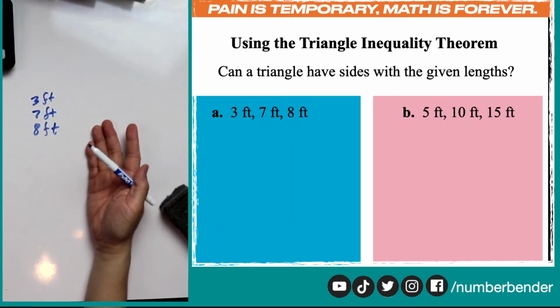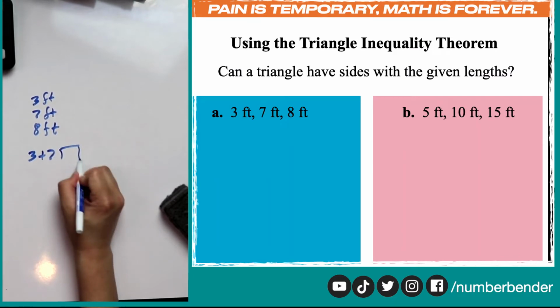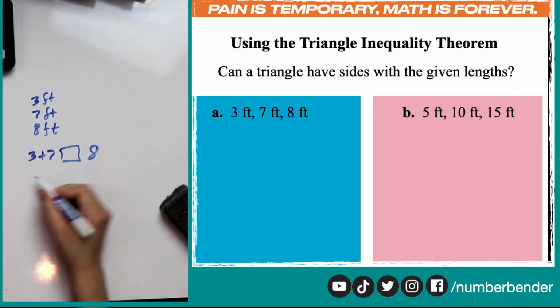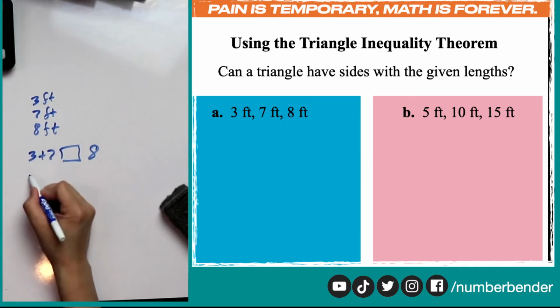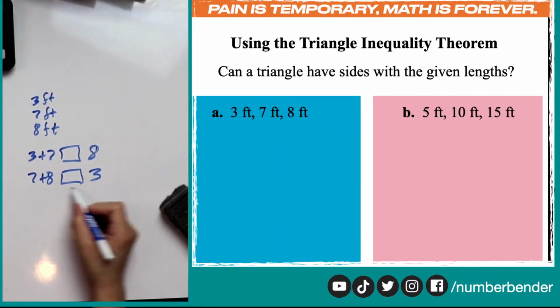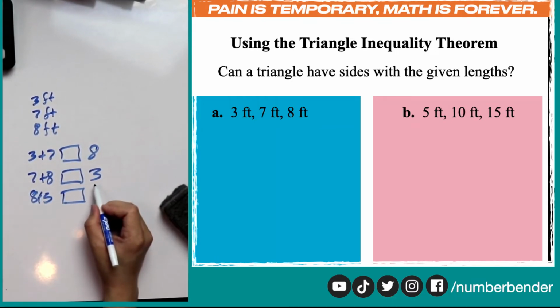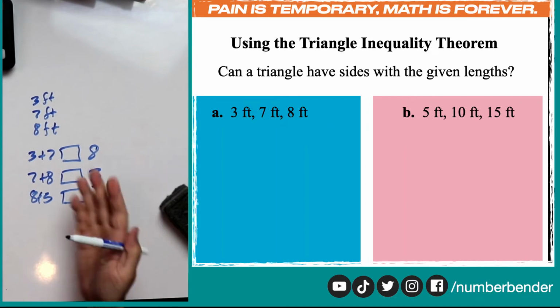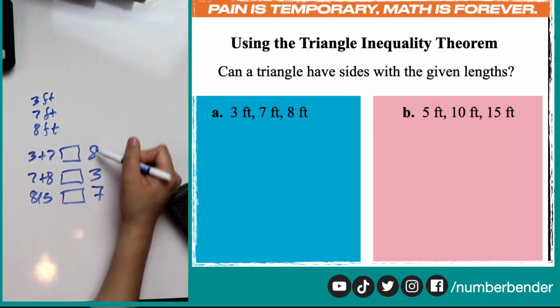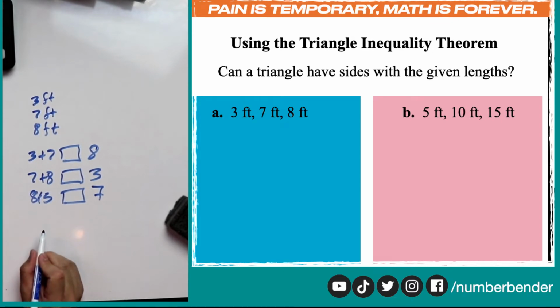And to check if this is a valid triangle, we'll add 3 plus 7 and see if it's greater than 8. We will add 7 plus 8 and see if it's greater than 3. And we're going to add 8 plus 3, which should be greater than 7. If all of them satisfy these inequalities, then we know that we have a valid triangle.